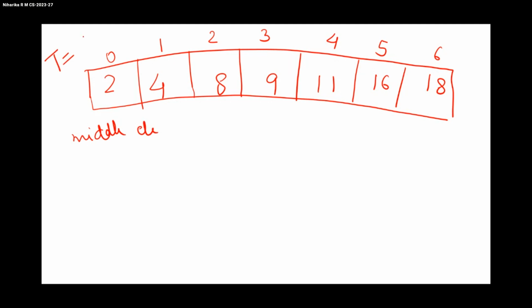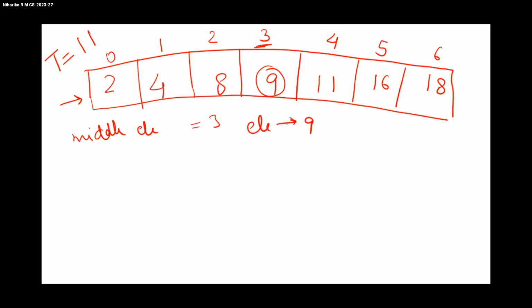11. So what we do in binary search is we don't iterate from the beginning. We directly jump to the middle element. To find the middle element, we do the first index plus the last index divided by 2. So here we'll have 3. So the element at index 3 is 9.